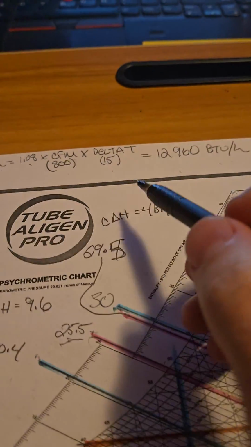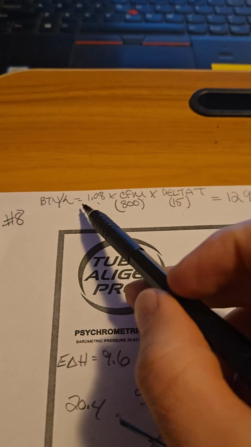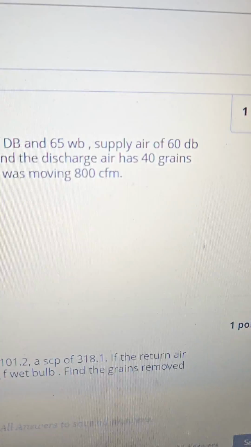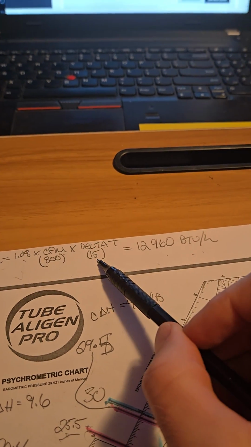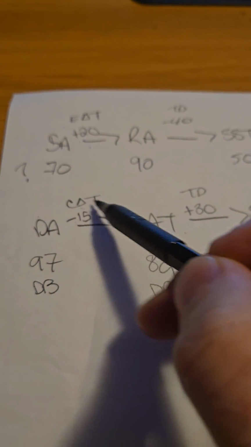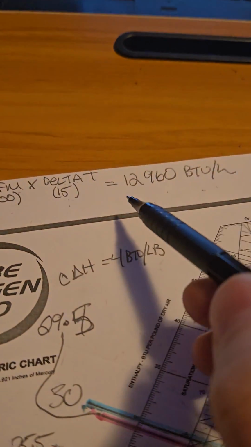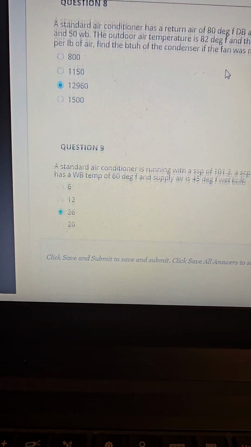I feel like I'm slipping. Anyways, sensible heat formula, BTU per hour equals 1.08 times 800 CFM, because that's what it says in the question, times delta T, which is 15, which we know already. Once you do that, you get an answer of 12,960. And that's that. Question 9.